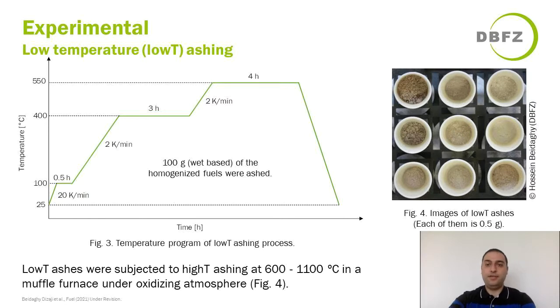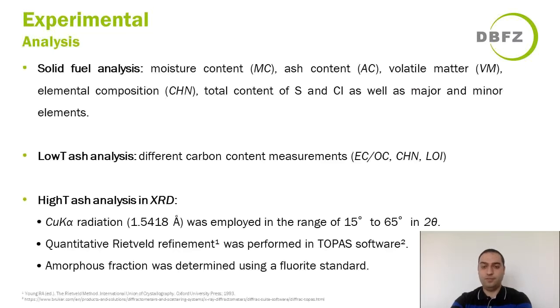Then, in a separate procedure, the low temperature ash is employed, and heat treatment at a temperature between 600 to 1100 degrees Celsius was applied to the low temperature ash in order to produce the ashes called high temperature ash. This procedure was conducted in order to study the ash transformation reactions, and we simulated this procedure.